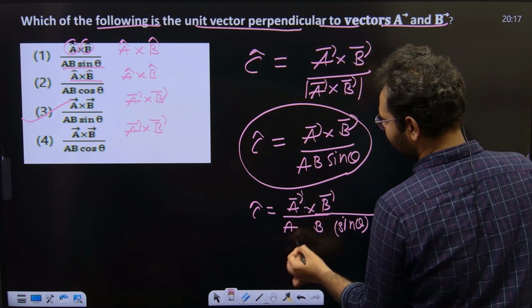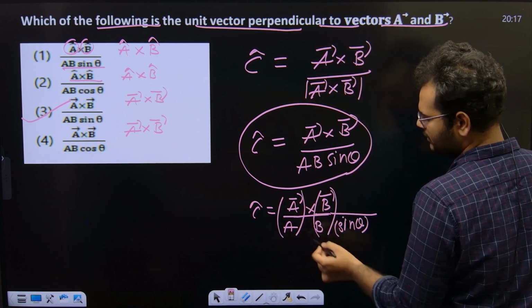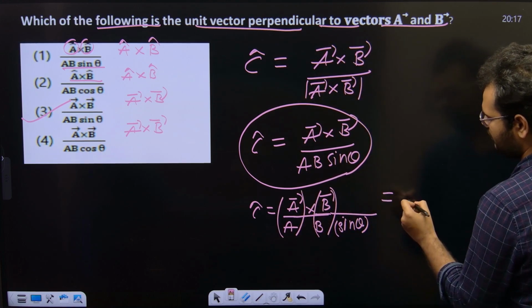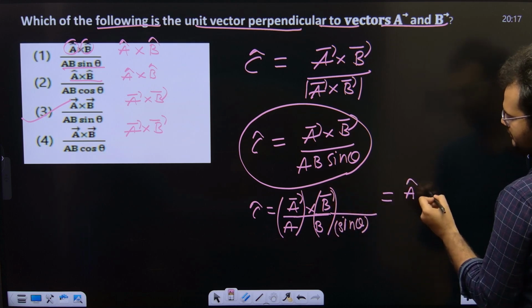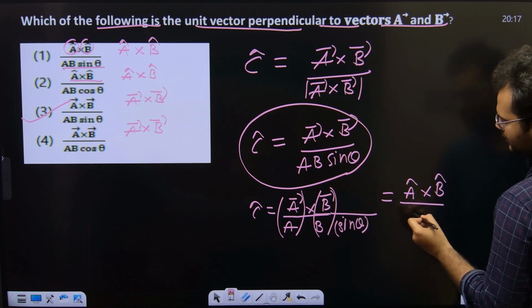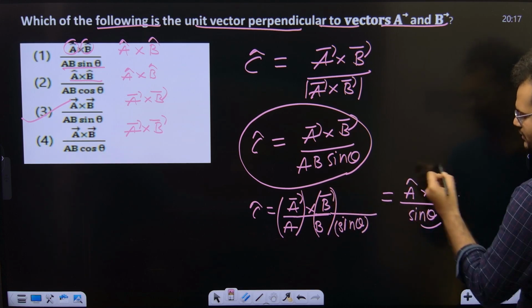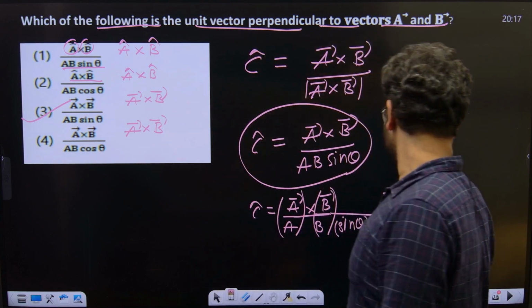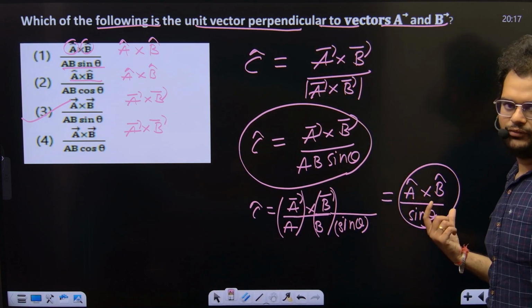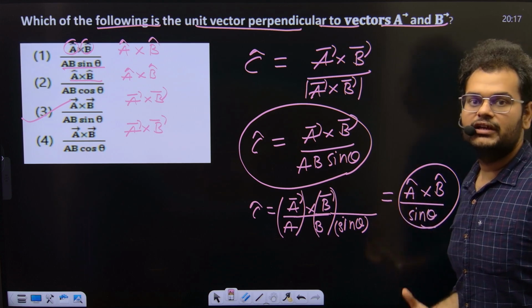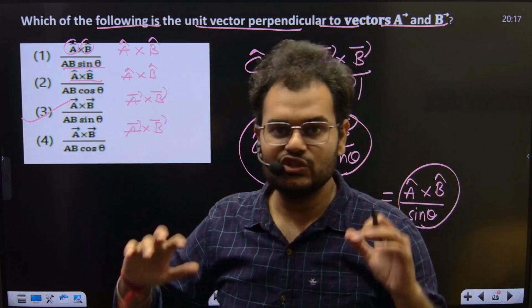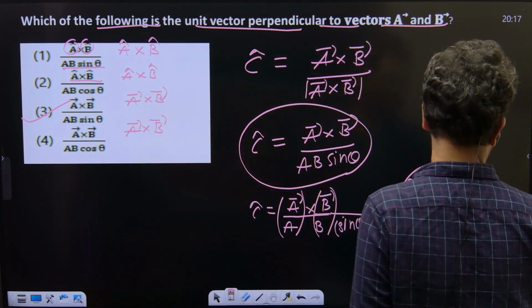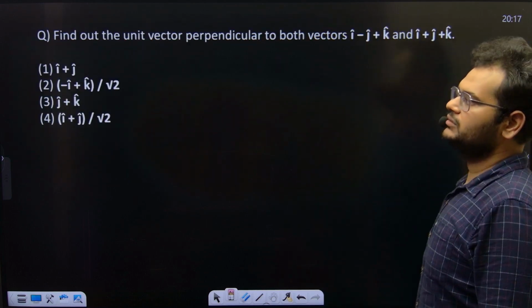So you tell me what is this? This is A cap. Beautiful. What is this? This is B cap, unit vector of B, divided by sin theta. This is also correct. So if this was in the options, we would have marked this also. Are you getting it? Are you enjoying cross product? If yes, then solve this question.